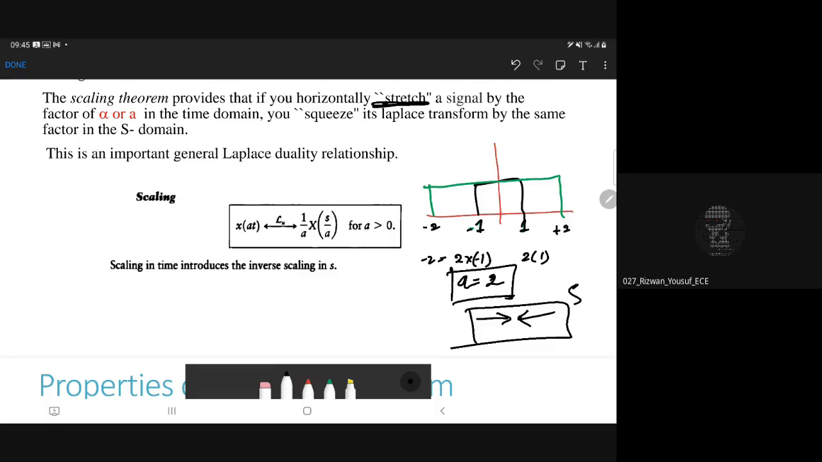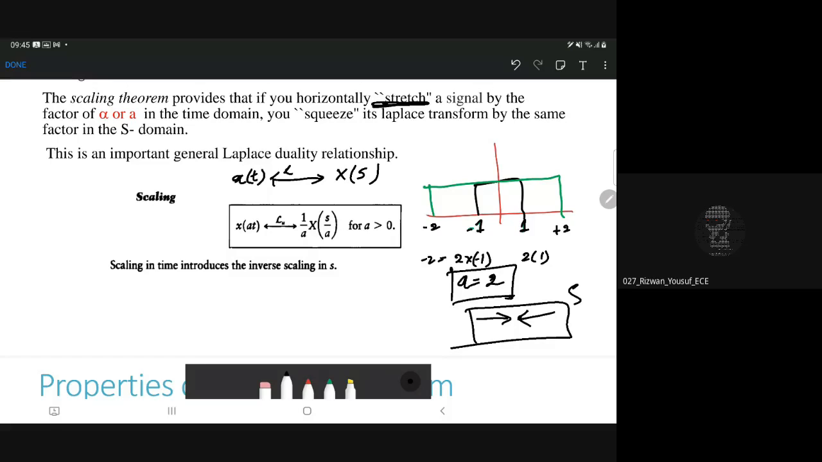Now, mathematically, we can express this scaling effect as x of t. See, initially I was having x of t. X of t is a signal. ठीक है, उसका जब हमने Laplace transform निकाला, it will be x of s.